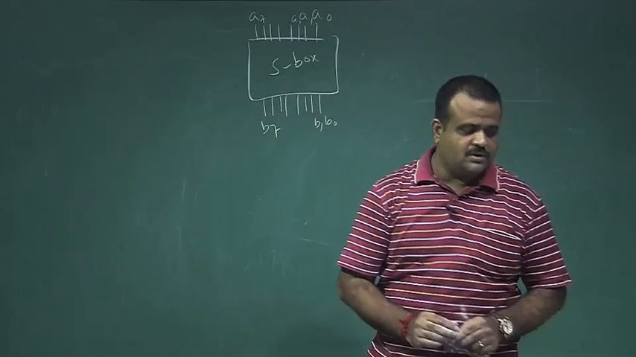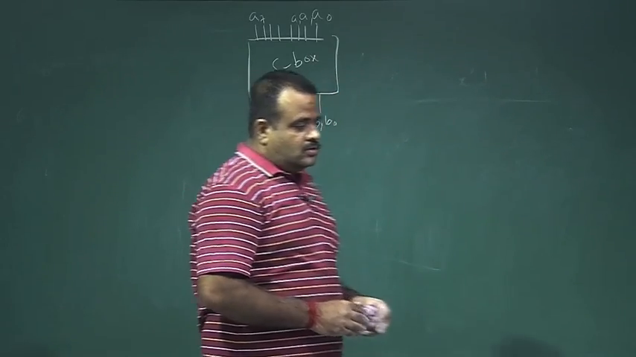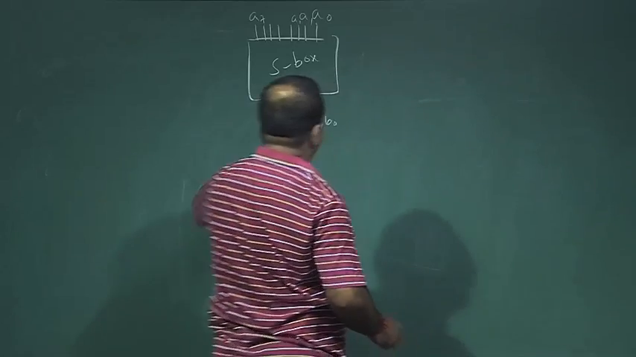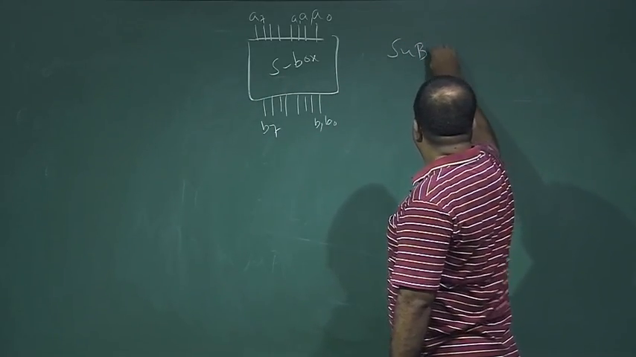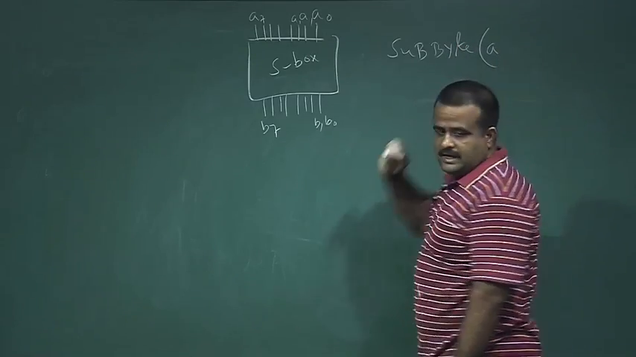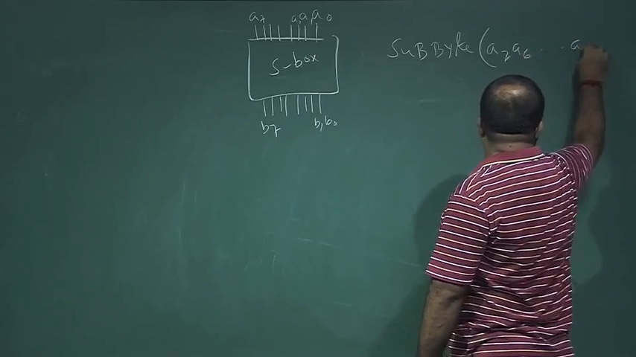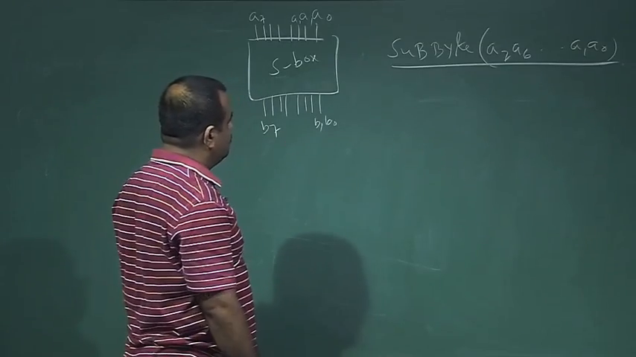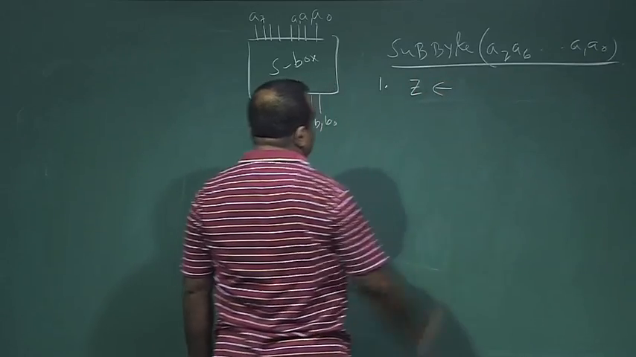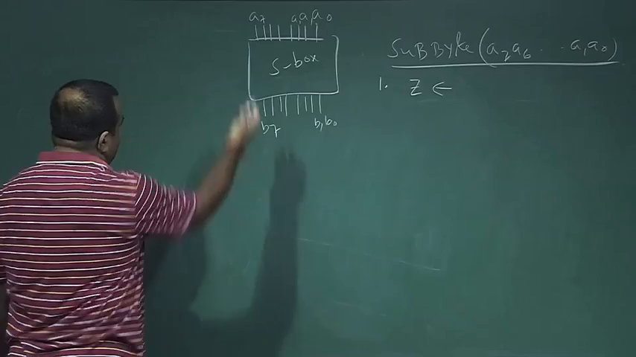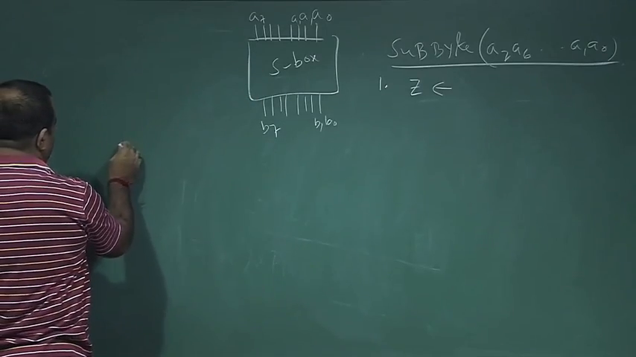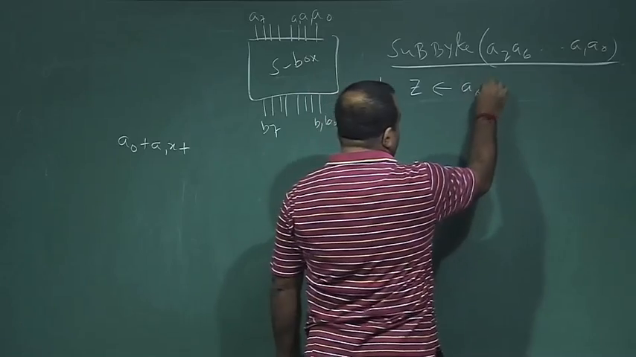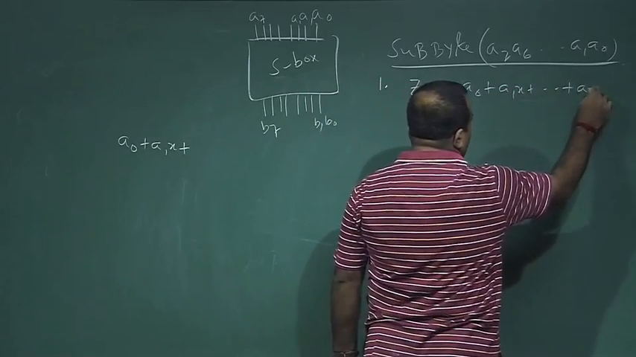Can you go to the slide, please? This is basically the sub byte operation for AES. It takes input A0 to A7 and should give us output B0 to B7. What we are doing is converting this into a field element. How can we convert an 8-bit number into a field element? We just denote it by A0 plus A1x plus up to A7 x to the power 7.